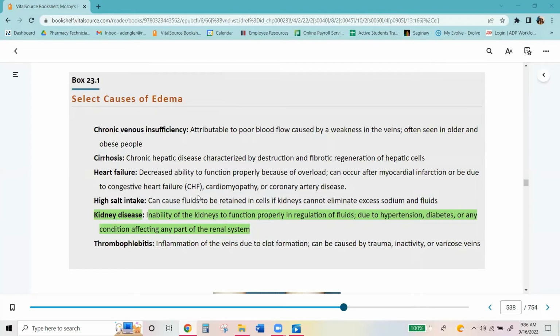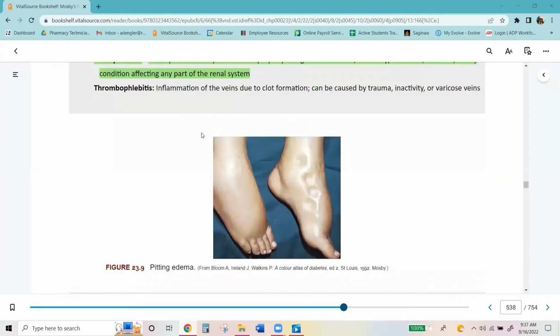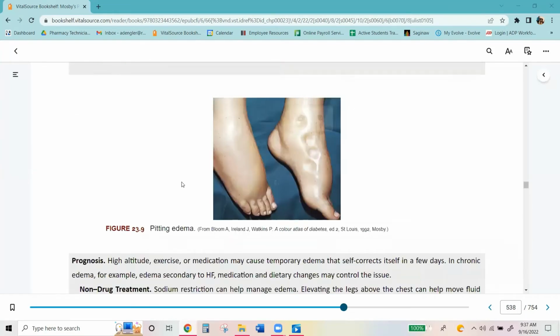You see that I've highlighted the kidney disease, inability of the kidneys to function properly in regulation of fluids. This is due to hypertension, diabetes, or any condition affecting any part of the renal system. So here's a picture of pitting edema. You can see the indentations in the skin.